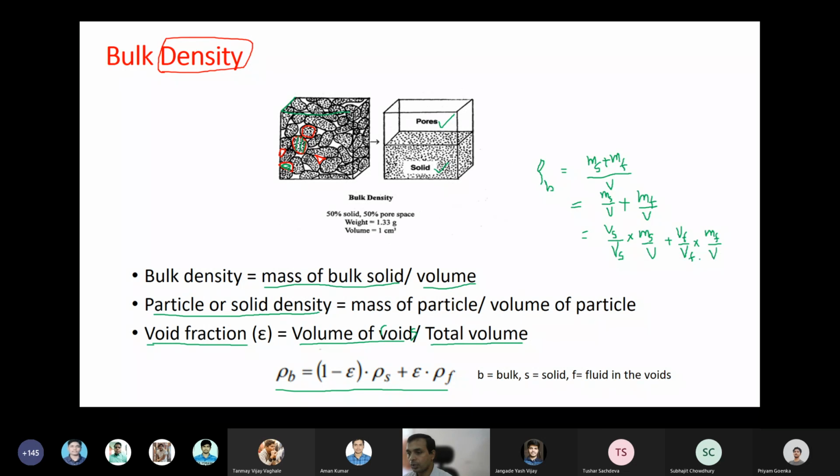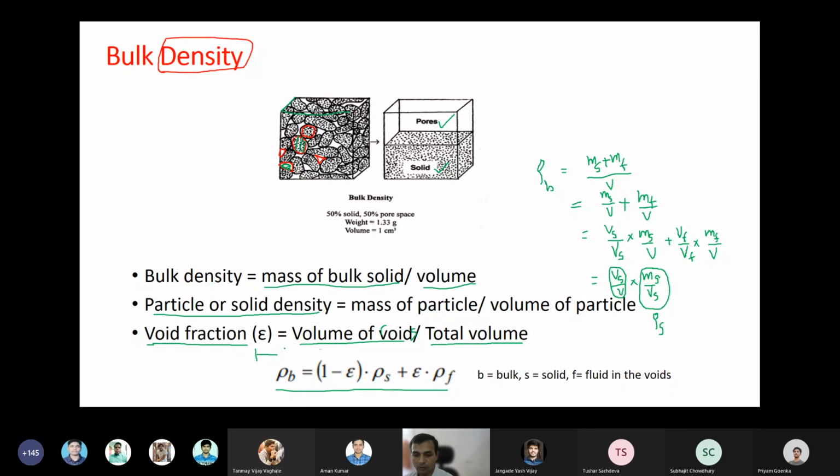So we can rewrite this as Vs by V into Ms by Vs. Mass of solid by volume of solid. What is this? Can anyone say? Mass of solid by volume of solid is nothing but the density of solid, rho s. Now volume of solid by total volume. The volume of voids by the total volume is epsilon.